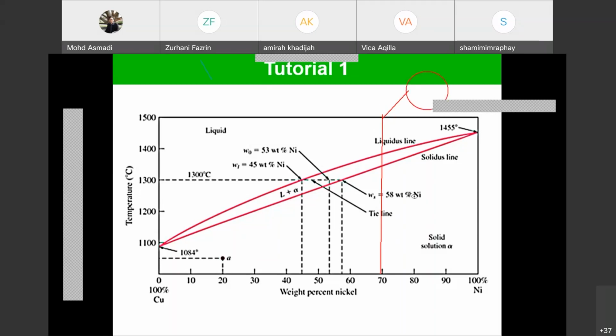And then another one is this one, just like this. So this one is 1500 degrees C, 100% liquid. And then this is 1350.